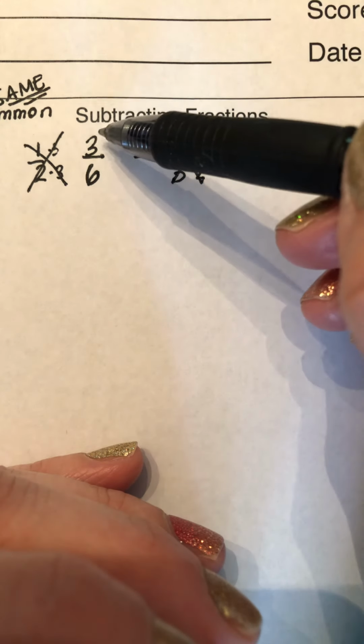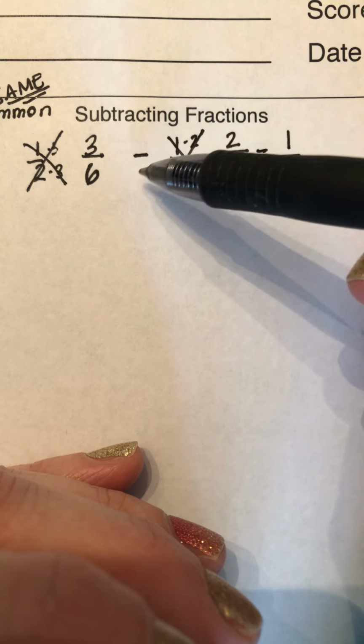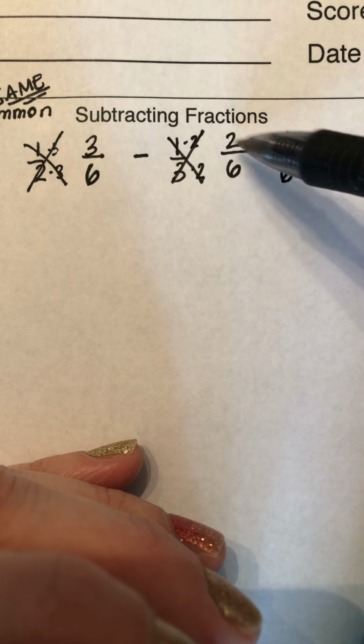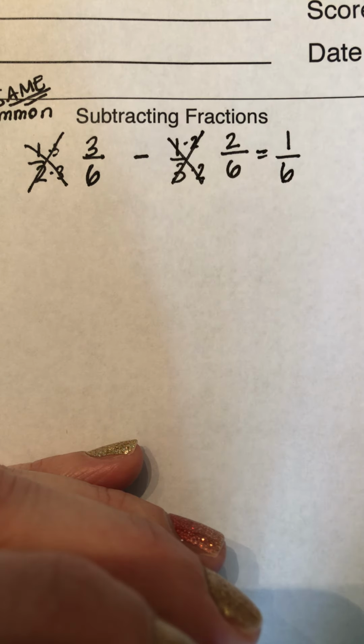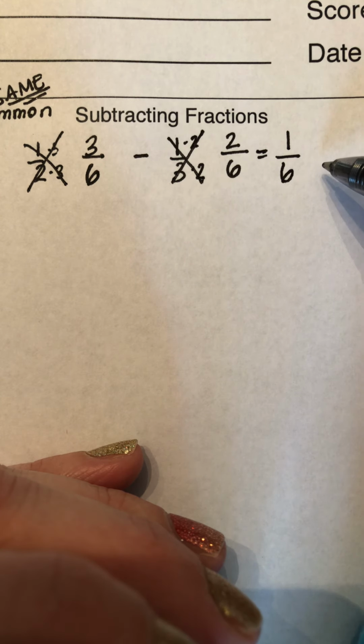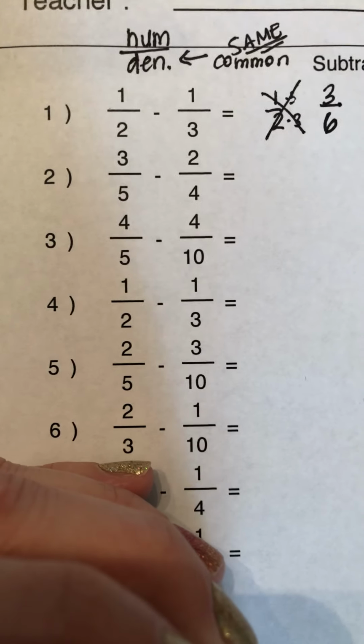Remember, you're only going to do the operation of subtraction with your numerators. So you're just saying 3 minus 2 is 1, and the 6 stays the same. You cannot reduce 1/6. That is the final answer. Let's look at the next one.